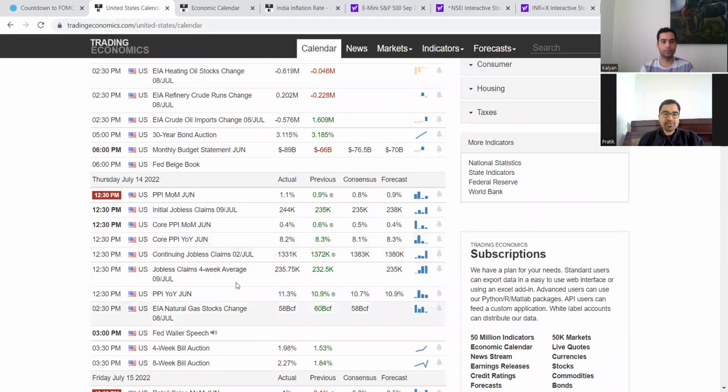For example, we had continuing jobless claims and jobless claims, which came in a little higher than expected. It was almost as expected, but trending on the upward side. Jobless claims basically means how many people are filing for new unemployment benefits. The US has an unemployment benefit scheme where if people file for jobless claims, they get some money from the government.